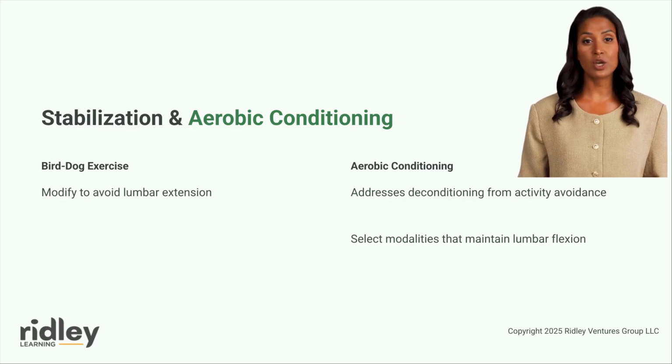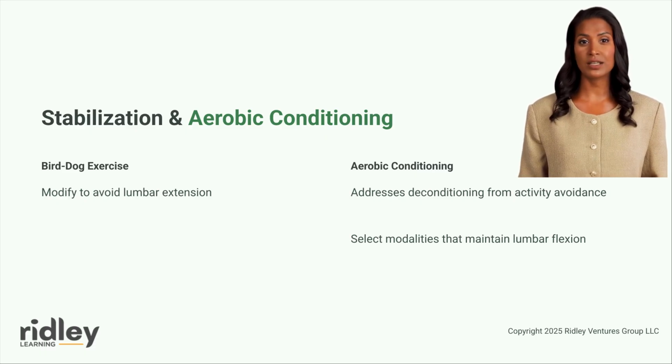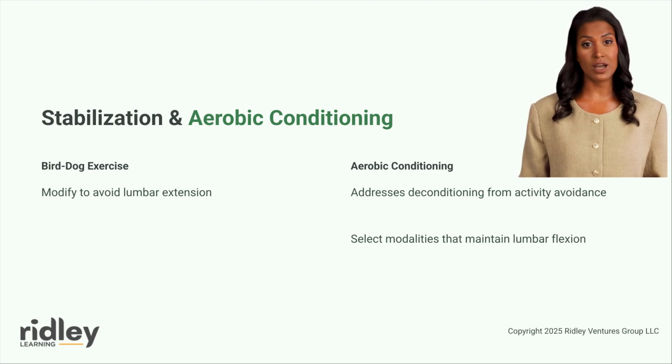Progression parameters for global stabilization exercises typically involve 2 to 3 sets of 10 to 15 repetitions, performed 2 to 3 times weekly, with advancement to longer holds or added resistance as competence develops.